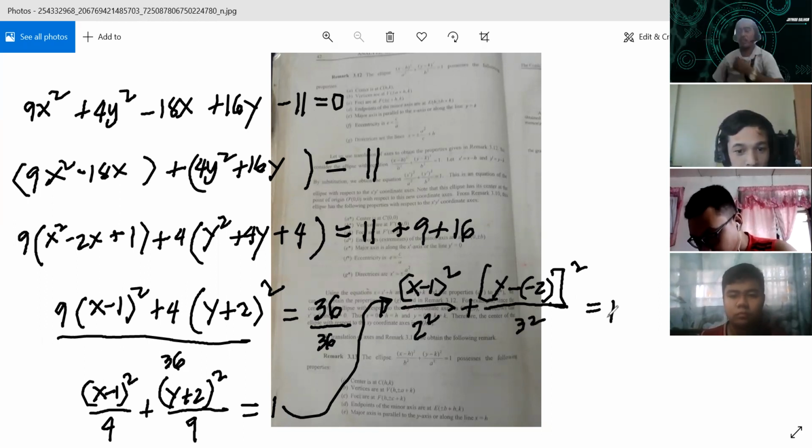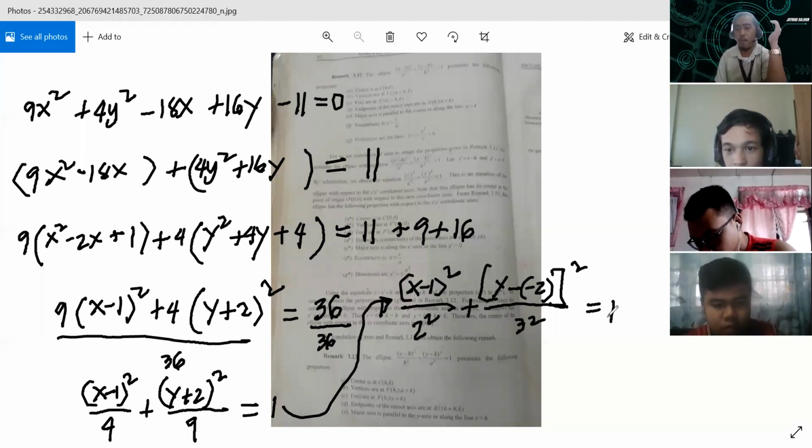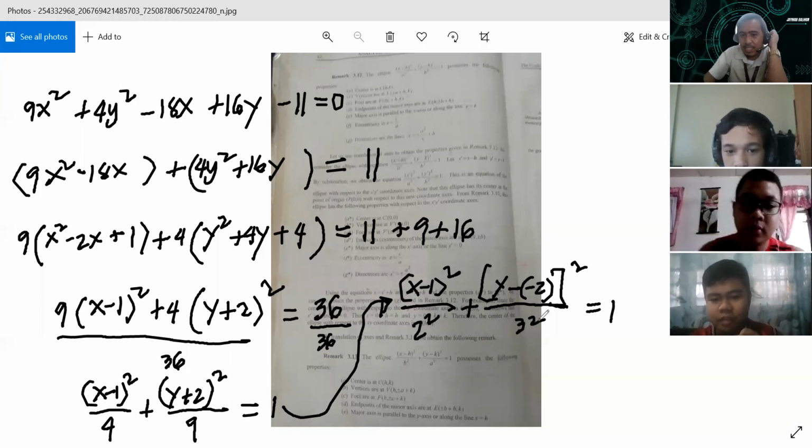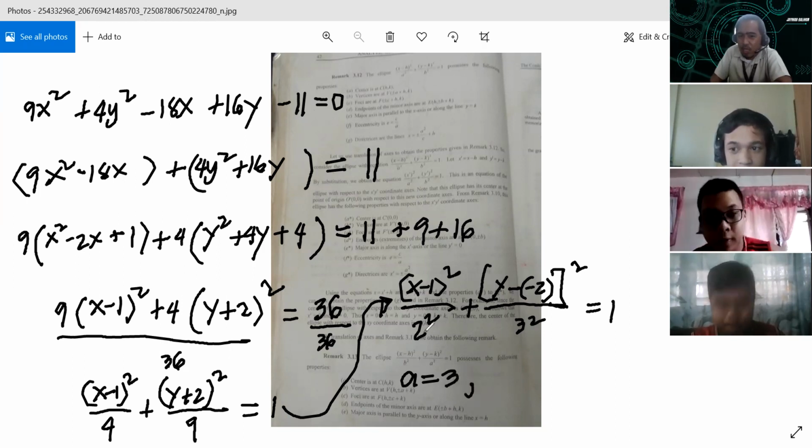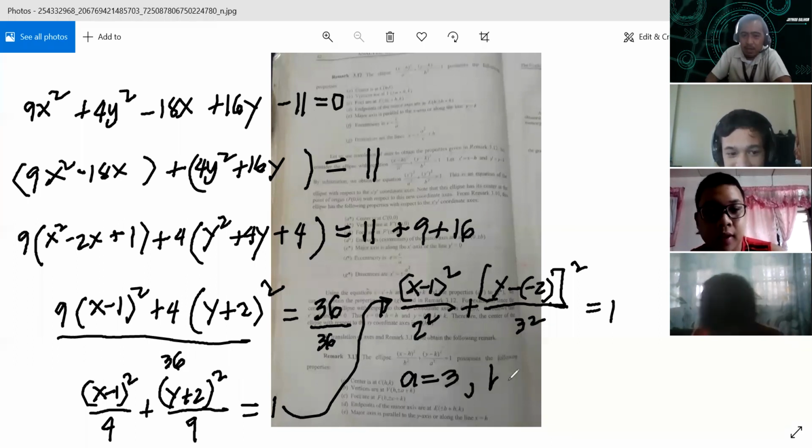Now, my question is, where is our major axis? Parallel to x or parallel to y? Parallel to y, sir. How did you know, Christian? Because the numerator, sir, 3 squared is bigger than 2 squared, sir. Very good. It is under the y minus negative 2. Correct. Your a here is 3. Agree? And what is this 2? What is that 2? b. Very good. That is your b.